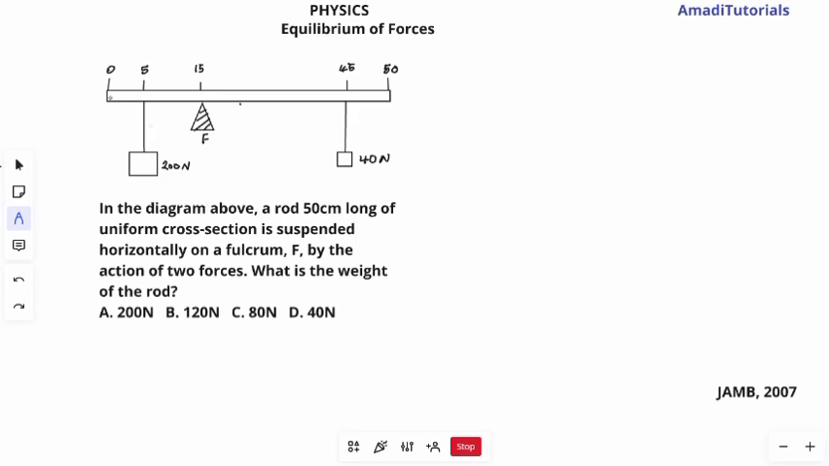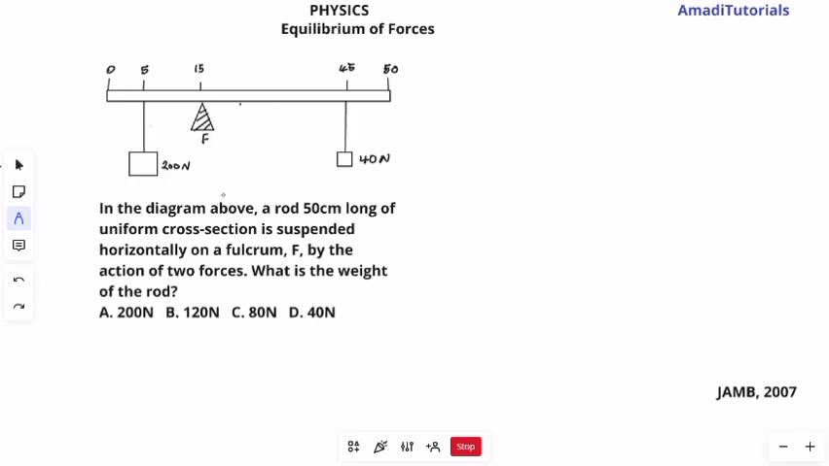So this is the rod. The total length of this rod is 50 cm and it is suspended by two forces. The first one is 200 Newton weight and the second one is 40 Newton weight. So they are asking us to find the weight of this rod.